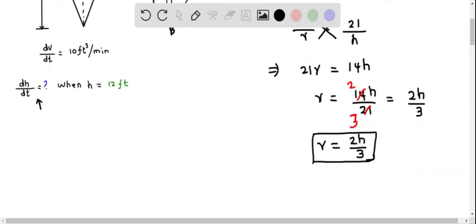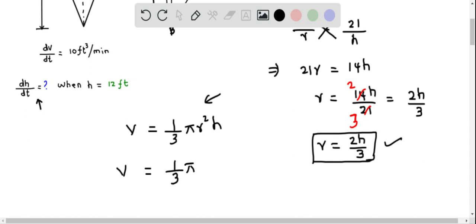Now I'm going to write down the volume equation. The volume of the conical tank is given by 1/3 pi r squared h. Since we have already found the radius, we can substitute the radius into this equation so that we have this equation in just one variable. That's basically the purpose of finding the relation between the radius and height. So I'm going to rewrite this equation by substituting the radius: 1/3 pi, radius is 2h over 3, and this quantity squared, times h.